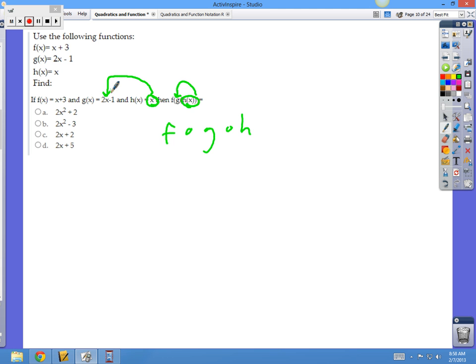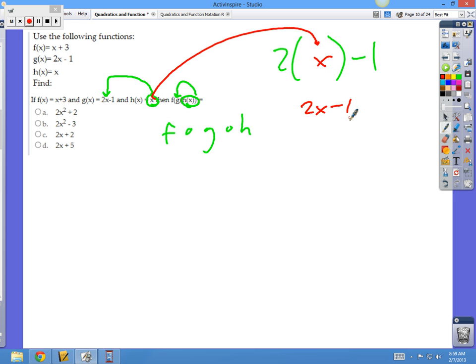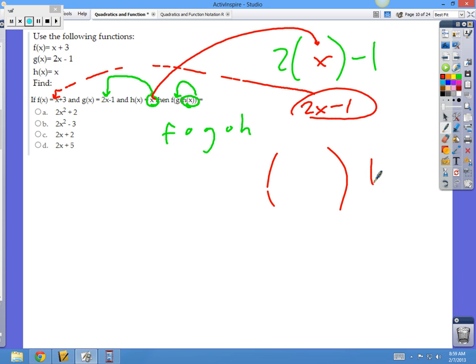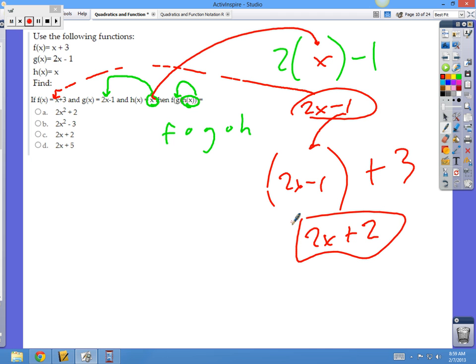G. So G says this, 2 times whatever I plug in minus 1. And if I plug in H, if I take this X and plug it in there, it's really not changing anything. You're still going to end up with 2x minus 1. But now you got to take this 2x minus 1 and sub it into F. And F says whatever you plug in, all you do is add 3 at the end. So I'm going to plug this in, 2x minus 1, and then add 3, and I should end up with 2x plus 2 for your final answer. So that's C.